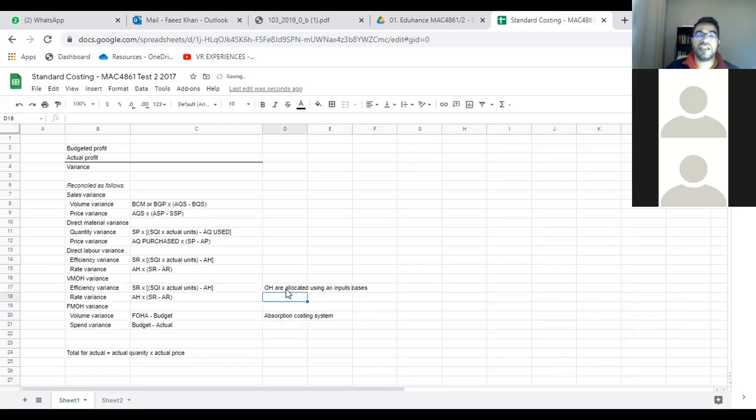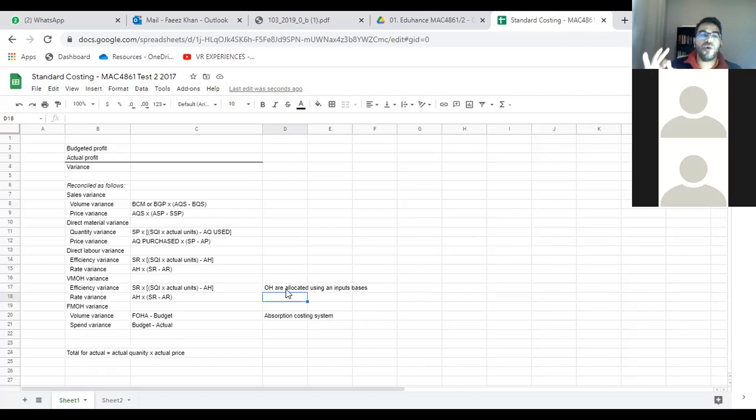So remember we said what is inputs? Direct material, direct labor hours, machine hours. Those are examples of an inputs basis. An outputs basis is if I allocate overheads using units produced.